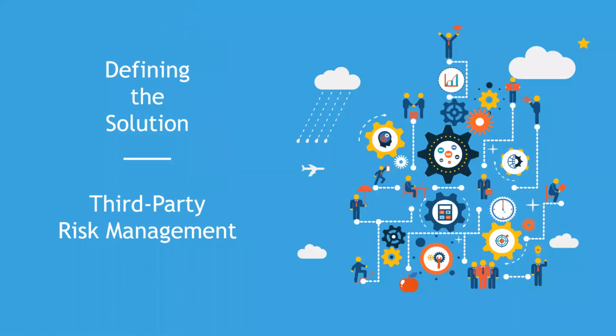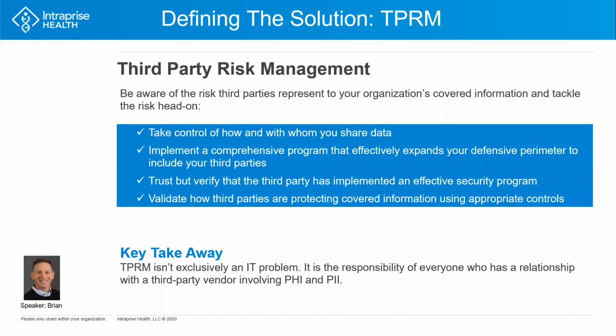So the solution to the problem is to implement a good third-party risk management program. Taking control of the situation means implementing a comprehensive program that ensures your vendors have the proper controls in place to adequately protect your PHI. We'll talk in a few minutes about the elements of a good TPRM program, but it's important to understand the potential risk a vendor could pose to your organization, and you must also verify that they've implemented an effective security program when it comes to protecting your data.